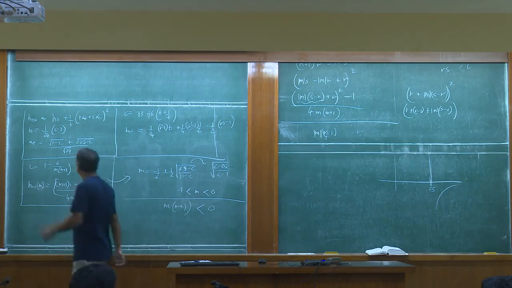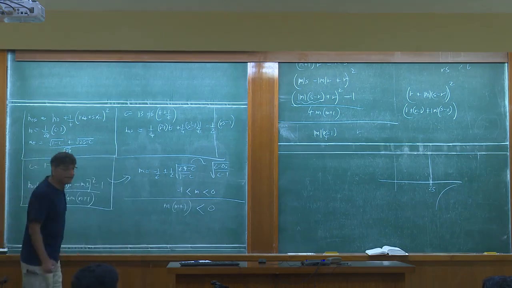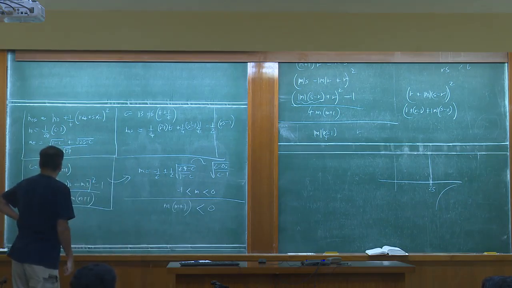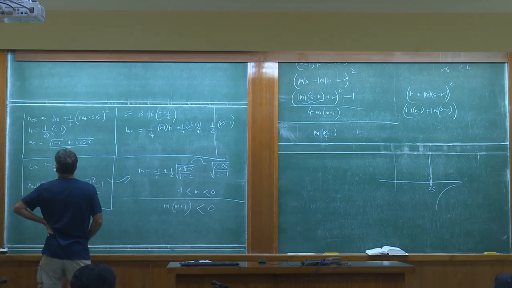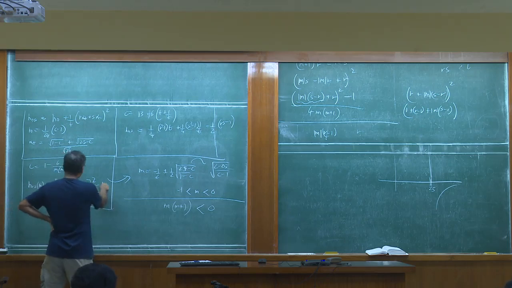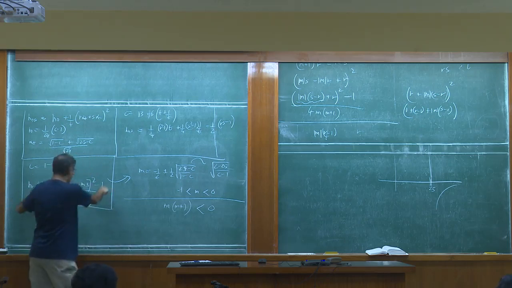If R equals S, that can be a special case. Let us see. In that case we have R is equal to S. In that case we have 1 squared minus 1. We just get 0.